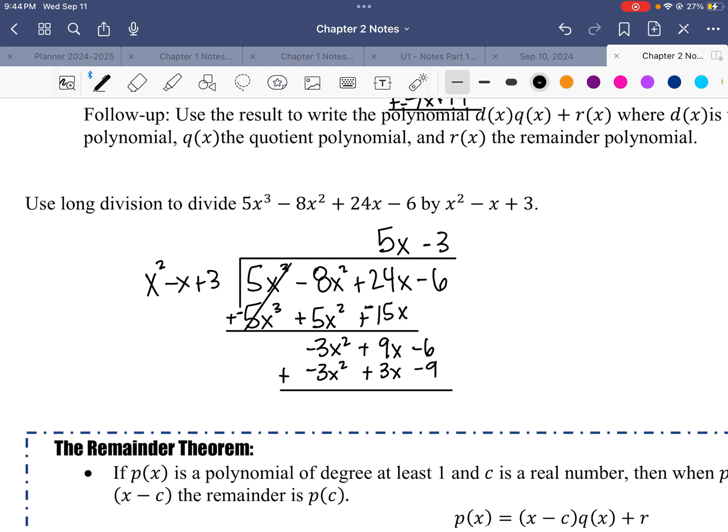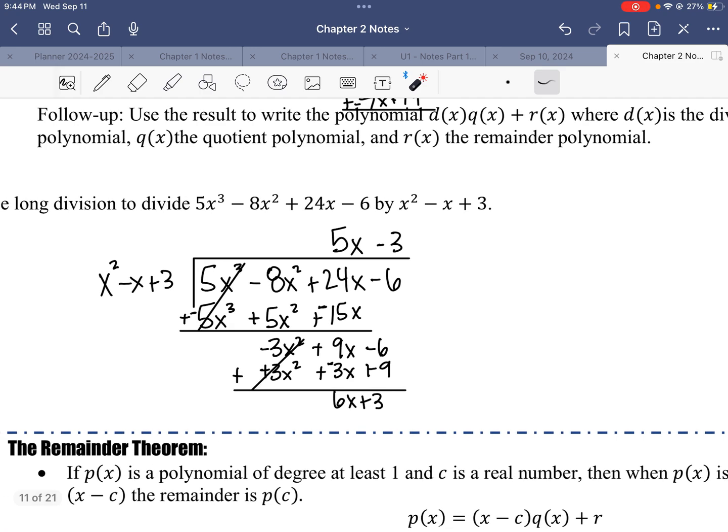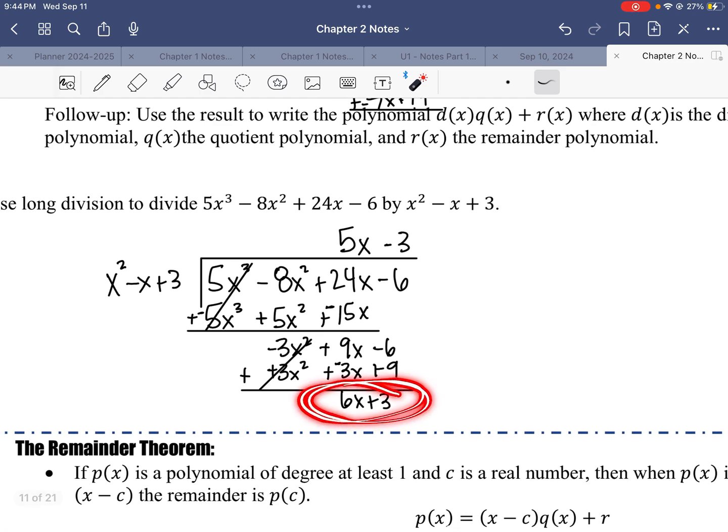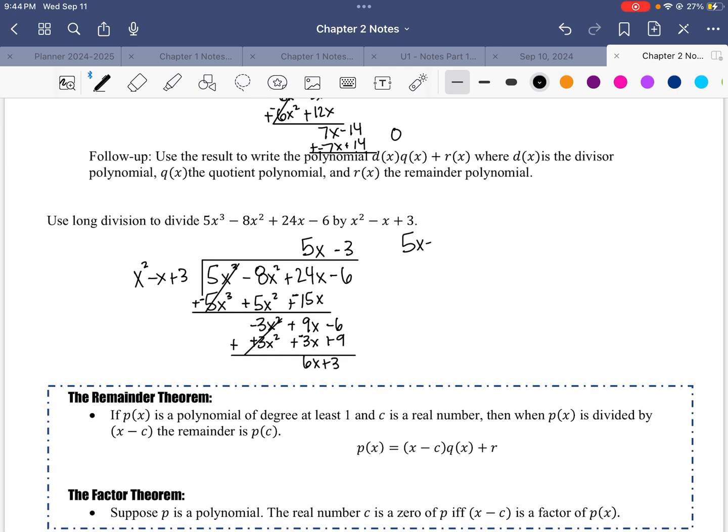Again, I'm going to go ahead and add the opposite. So those will cancel. That leaves us with 6x plus 3. Now, there is no way to multiply something by x squared and get 6x because this is a lower degree. So what that means when we run out of ways to do it is that this is your remainder. So how we would write this is you could say, okay, so 5x minus 3 multiplied by x squared minus x plus 3, plus 6x plus 3 is what would give you this whole number.